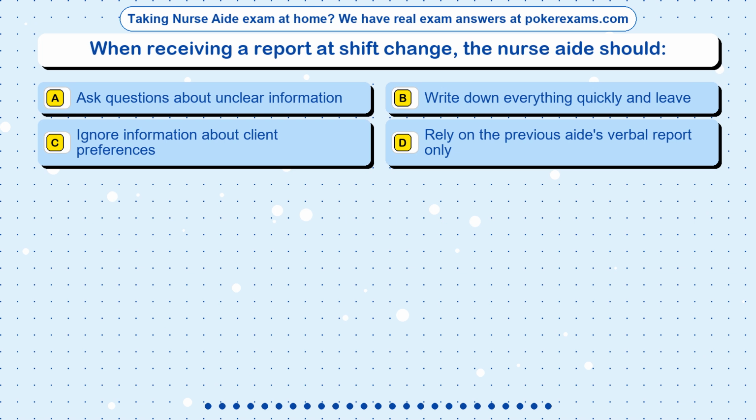Question 25. When receiving a report at shift change, the nurse aide should: option A, ask questions about unclear information. Option B, write down everything quickly and leave. Option C, ignore information about client preferences. Option D, rely on the previous aide's verbal report only.